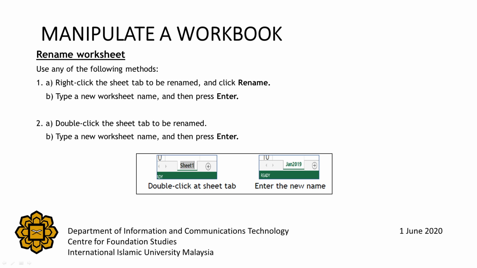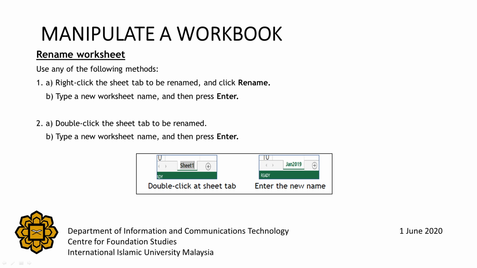All right, and then rename a worksheet. You can use any of the following methods. Either you right click the sheet tab to be renamed, and then click rename, type the new worksheet name and press enter. Or you can double click the sheet tab to be renamed and then press enter.